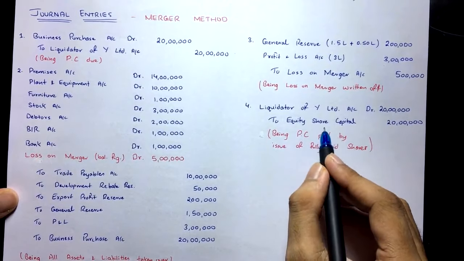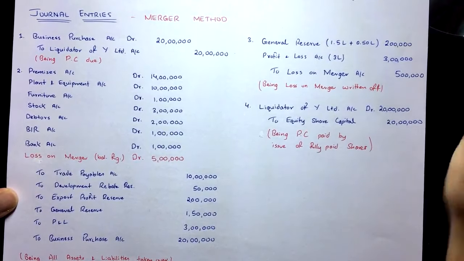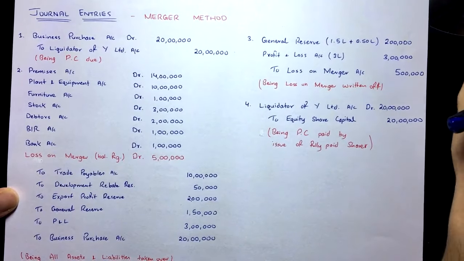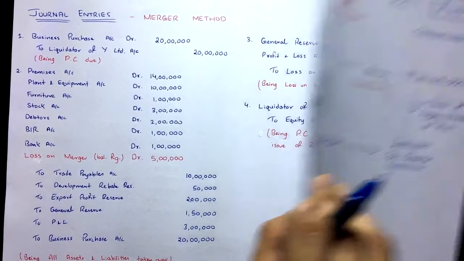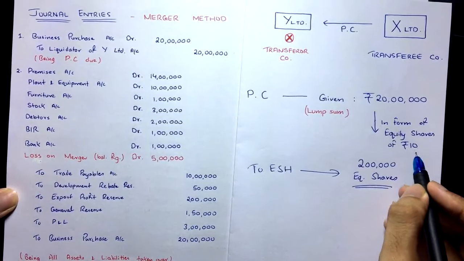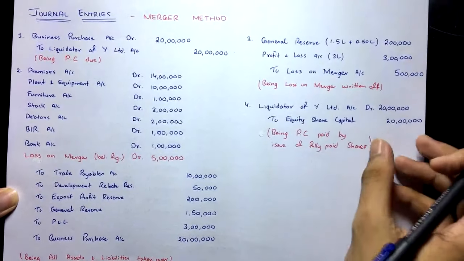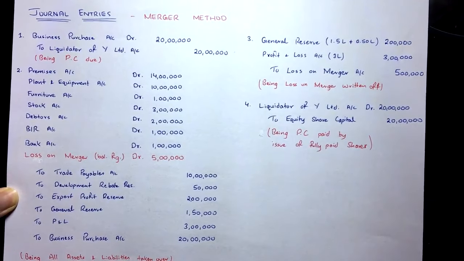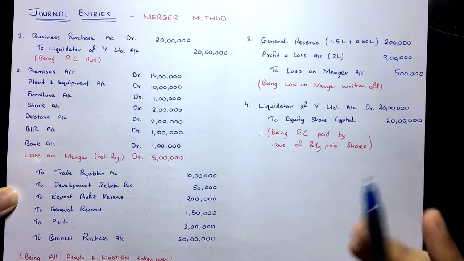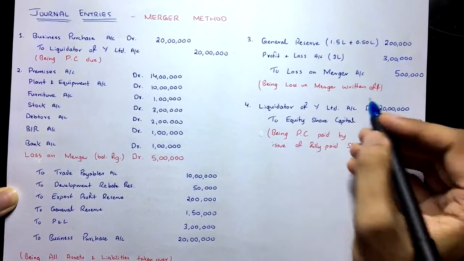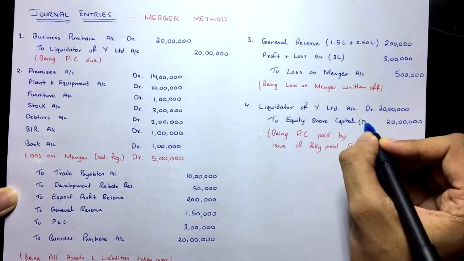If the issue was at more than the face value, let's say it was at 20 rupees, more than the face value, then another 20 lakh would have gone to securities premium. Understood? That is what you have to be careful about, okay? Don't take the entire issue price in the equity share capital. No, only face value will come here. Only face value.